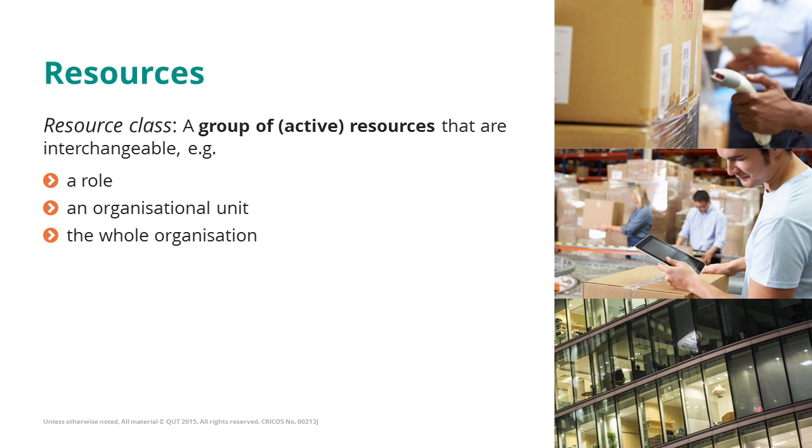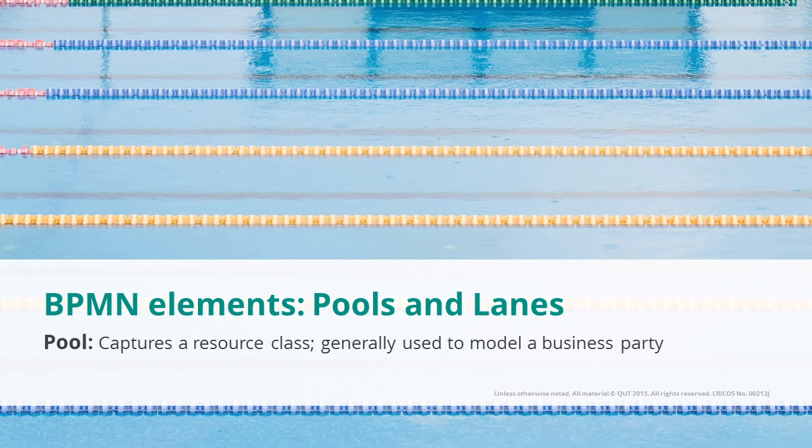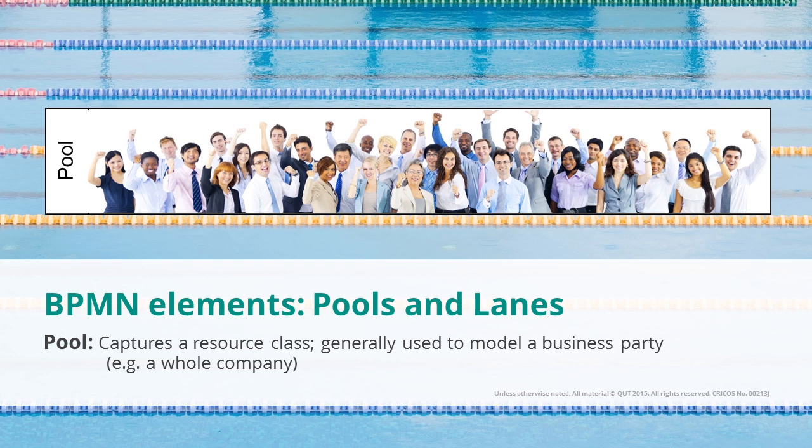Now, in order to be able to model resource classes, we need to familiarize ourselves with 2 more constructs that are available in BPMN: pools and lanes. Pools capture an entire resource class, like an entire organization or an entire department. So generally, it is used to model a business party, like a whole company. The supplier, the customer also is a business party involved in a process, the seller, the provider, etc.